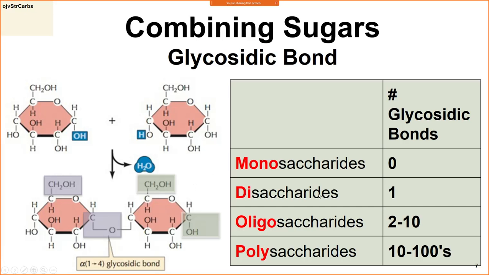So we term these monosaccharides, having no glycosidic bond. The glycosidic bond is between these two sugar molecules, okay? A disaccharide has one glycosidic bond. So here's a disaccharide: one sugar, two sugars, di. Oligosaccharide is a little looser, kind of 2 to 10 glycosidic bonds. And then polysaccharides are very big, 10 to hundreds.